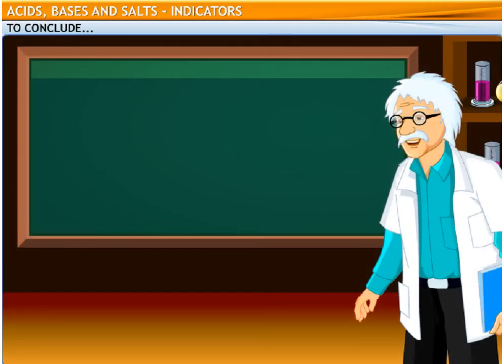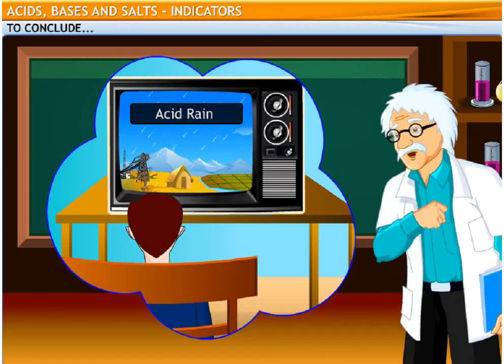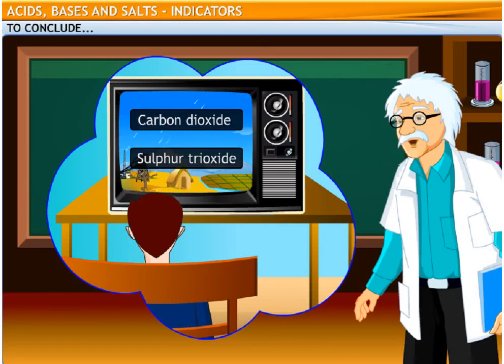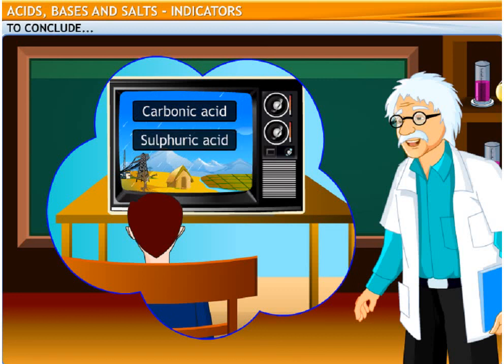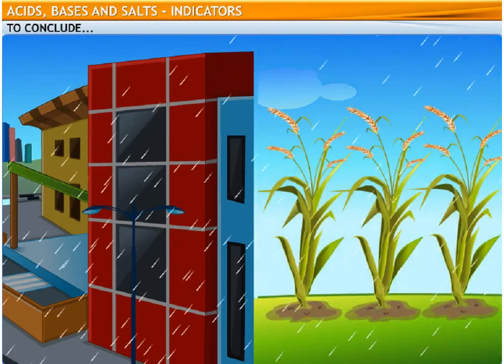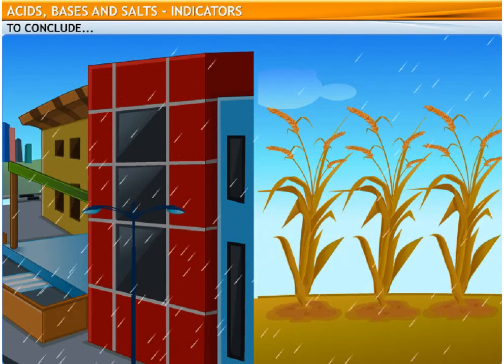Even if you haven't heard about different acids, you may have heard the term acid rain on the news or on TV. Acid rain is rain that contains a lot of acid. This acid is created when pollutants in the air such as carbon dioxide, sulfur trioxide, and nitrogen dioxide dissolve in rainwater and form acids like carbonic acid, sulphuric acid, and nitric acid. This rain causes a lot of damage to buildings, plants, and animals. This is one important reason why we must avoid polluting our atmosphere.